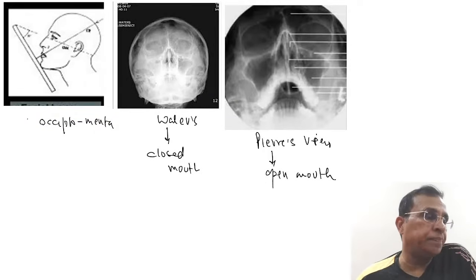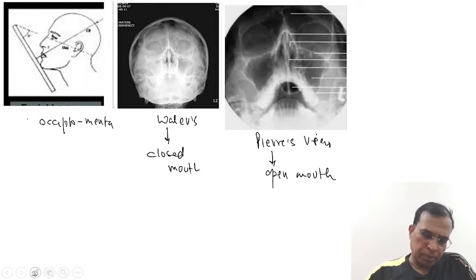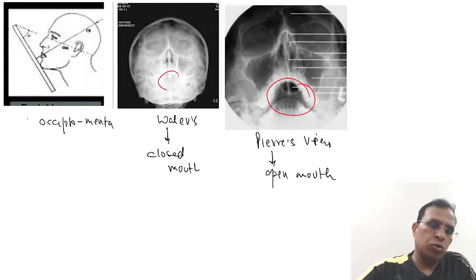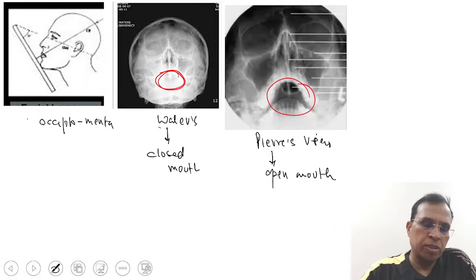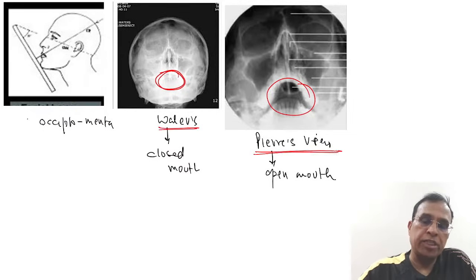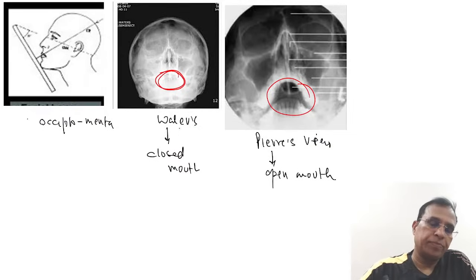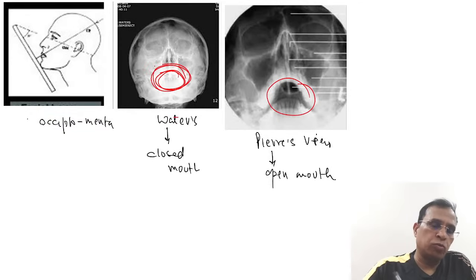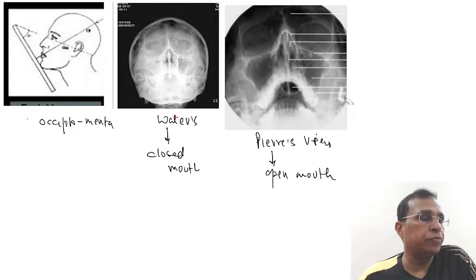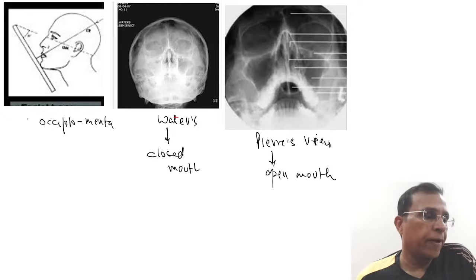For Rishabh Mittal, look at the mouth open, mouth closed. This is the difference between Waters view and Pierre's view. Mouth closed, Waters view; mouth open, Pierre's view. This is the only difference. Okay.